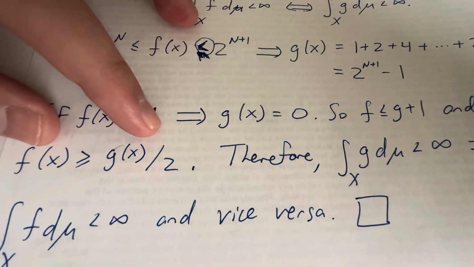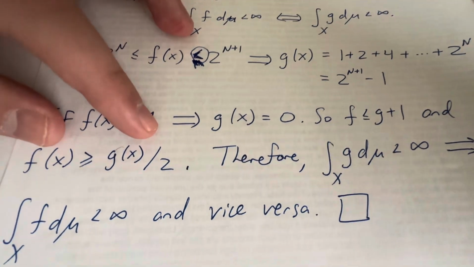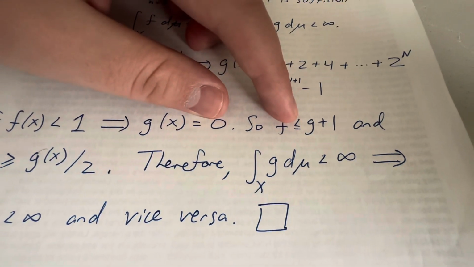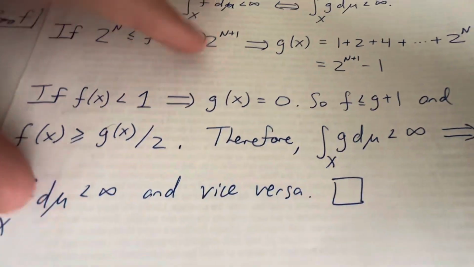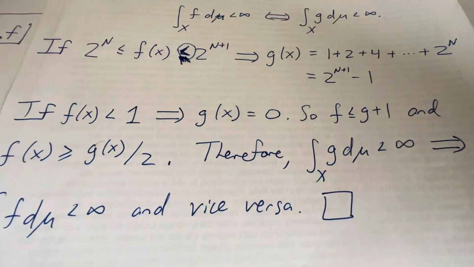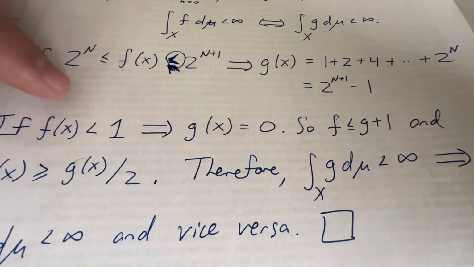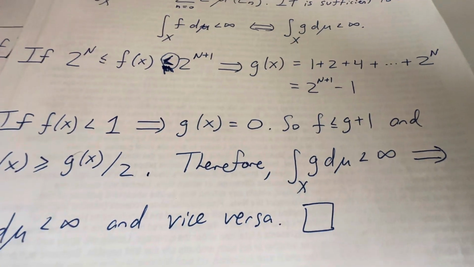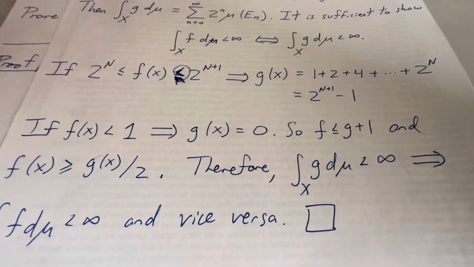f(x) is bigger than or equal to g(x) divided by 2. So we have two interesting inequalities. We have f less than or equal to g plus something, and here we have f bigger than or equal to g divided by something. Also, we should mention that if x is small, meaning less than 1, then g(x) is equal to 0, so nothing really interesting is happening there.